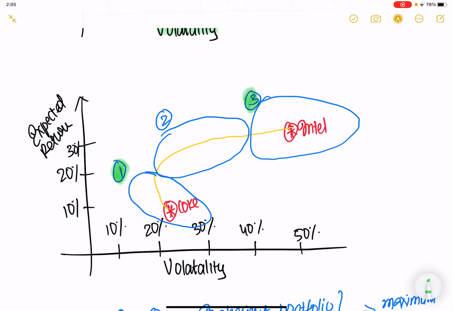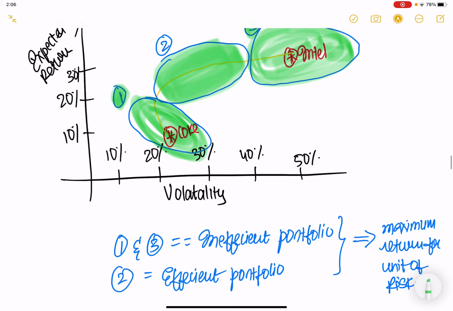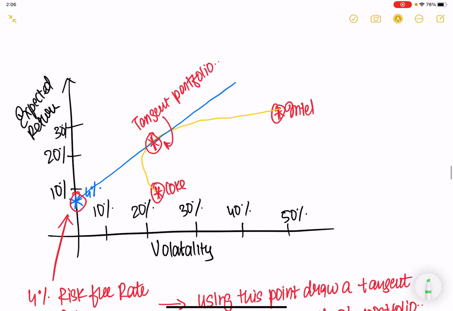Within that yellow line, there are three sections. Section 1 and Section 3 are inefficient zones, meaning you're taking on more risk than the return you're getting. Versus this section in between, number 2, is the efficient zone, where you're actually maximizing the return for the unit of risk that you take. So it's best to optimize for expected return.